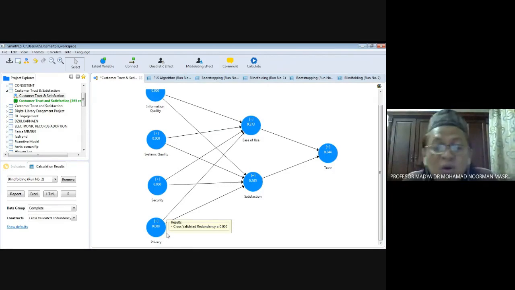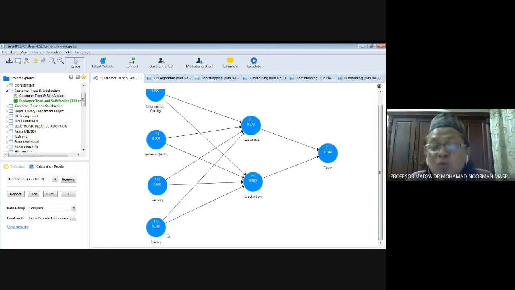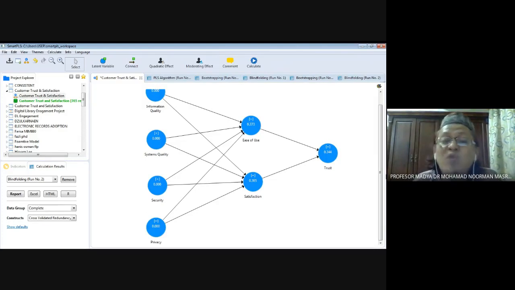Even though initially in the measurement model it is fine, because of the collinearity issue, you have to remove it. Now, what if you do not want to remove? That also can be done, but when you report your findings, you have to caution the reader about the limitation of the study. You have to mention that in this study there is a collinearity issue. Collinearity issue means what? Privacy and trust is overlapping.